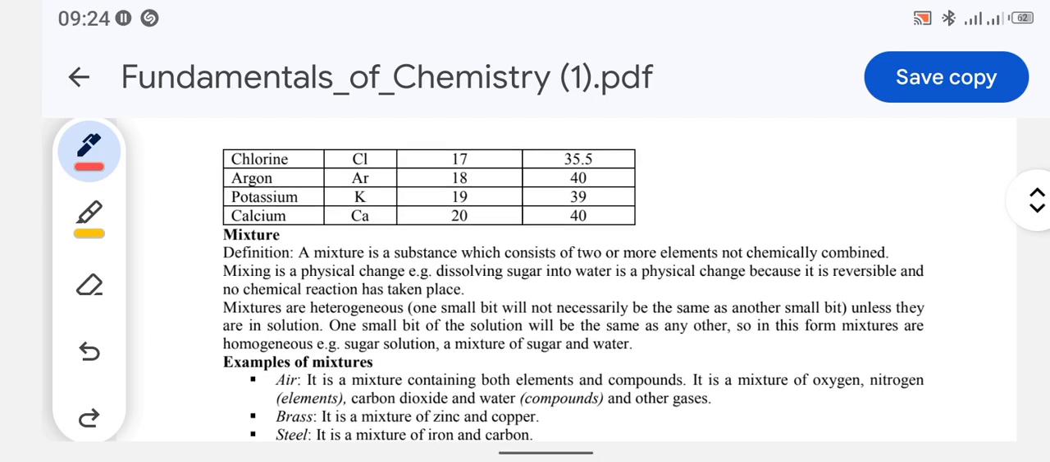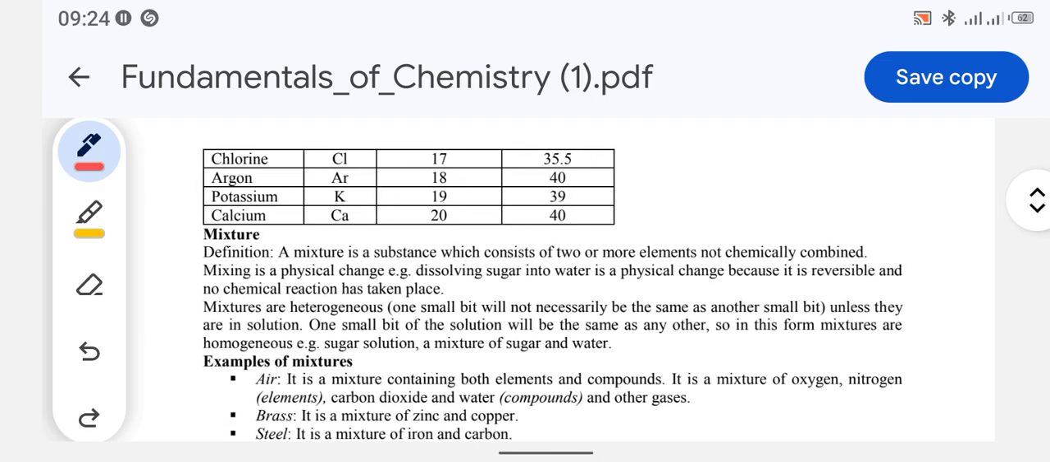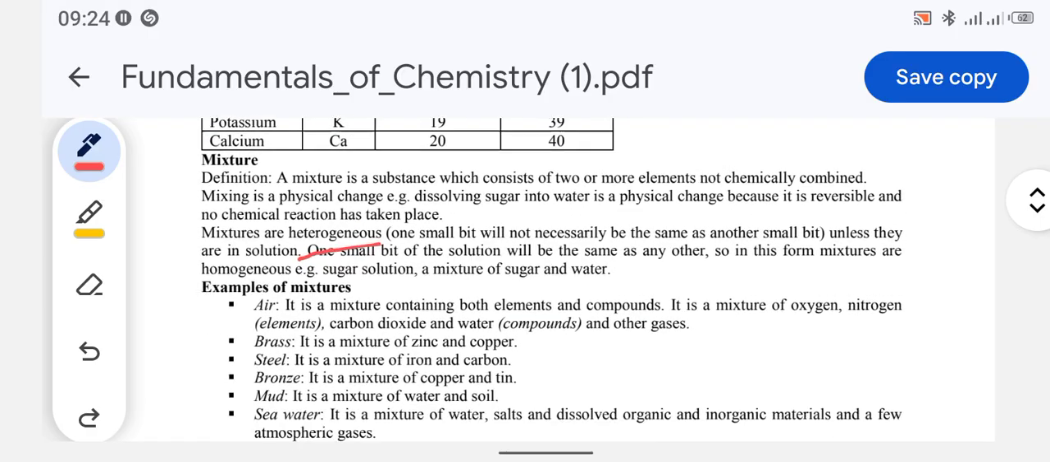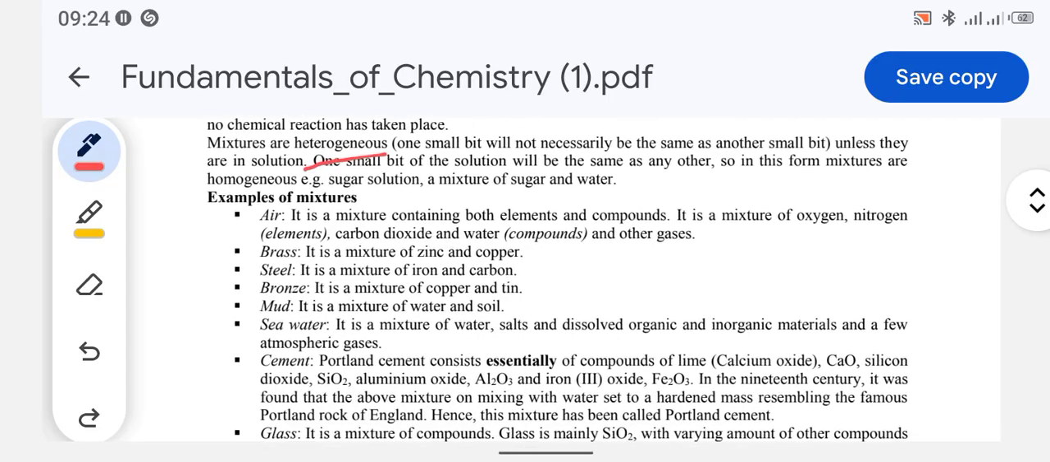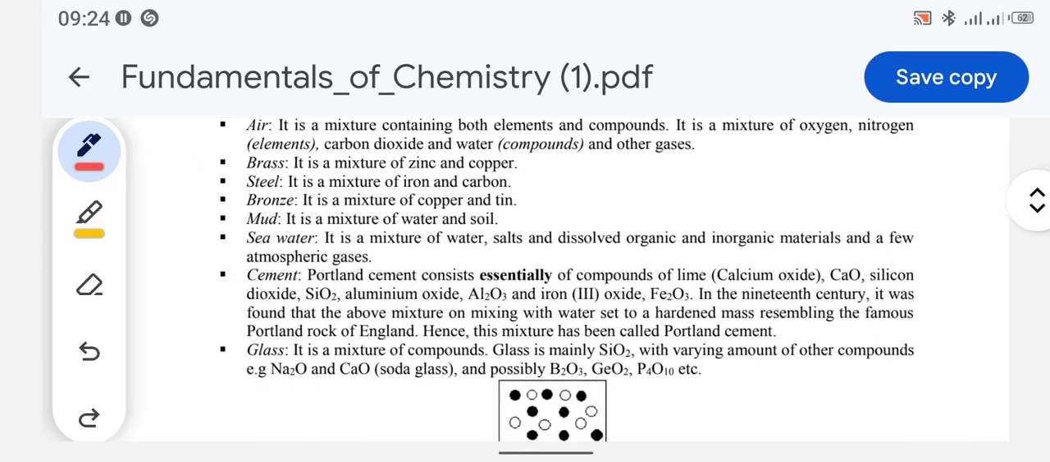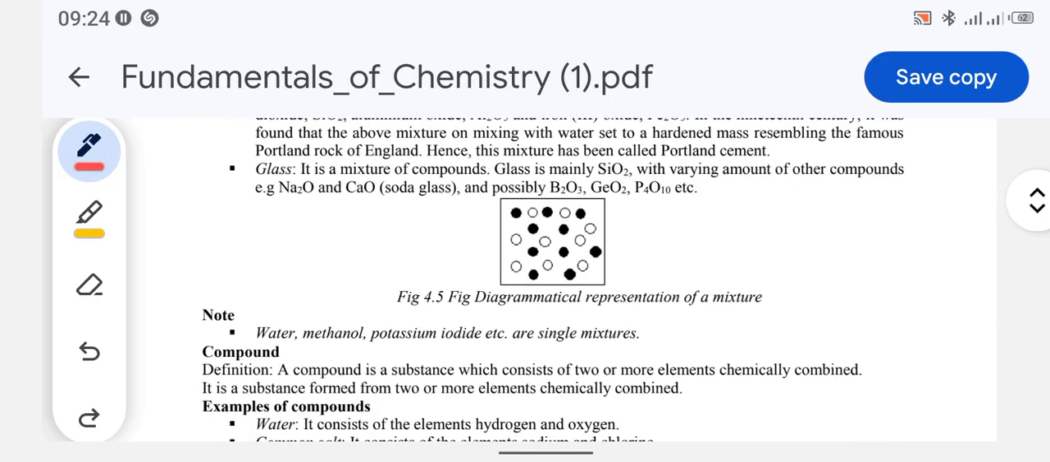What is a mixture? A mixture is simply a substance which consists of two or more elements that are not chemically combined. Examples of a mixture: we have air, brass, bronze, mold. All those are examples of a mixture.